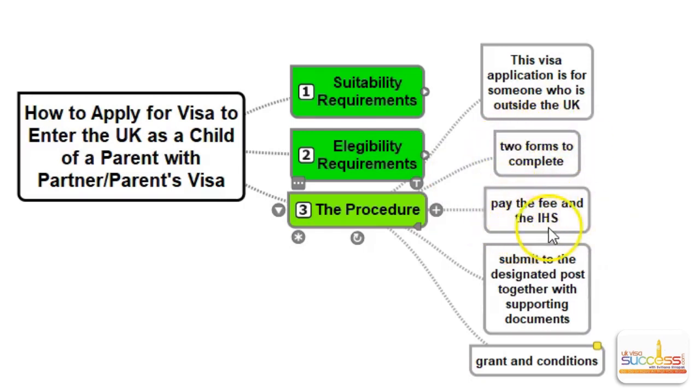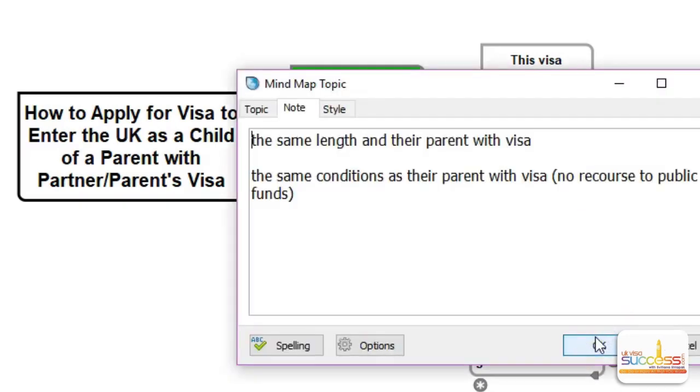Then they will need to pay the correct fee and to pay the immigration health surcharge. And I'm afraid it's the same amount for adults and kids. And then they will need to submit this application to the designated post, so it will either be an embassy or a British High Commission. And then if the application is successful, it will be granted for the same duration as the parent's visa, and the conditions will be the same as on the parent's visa.